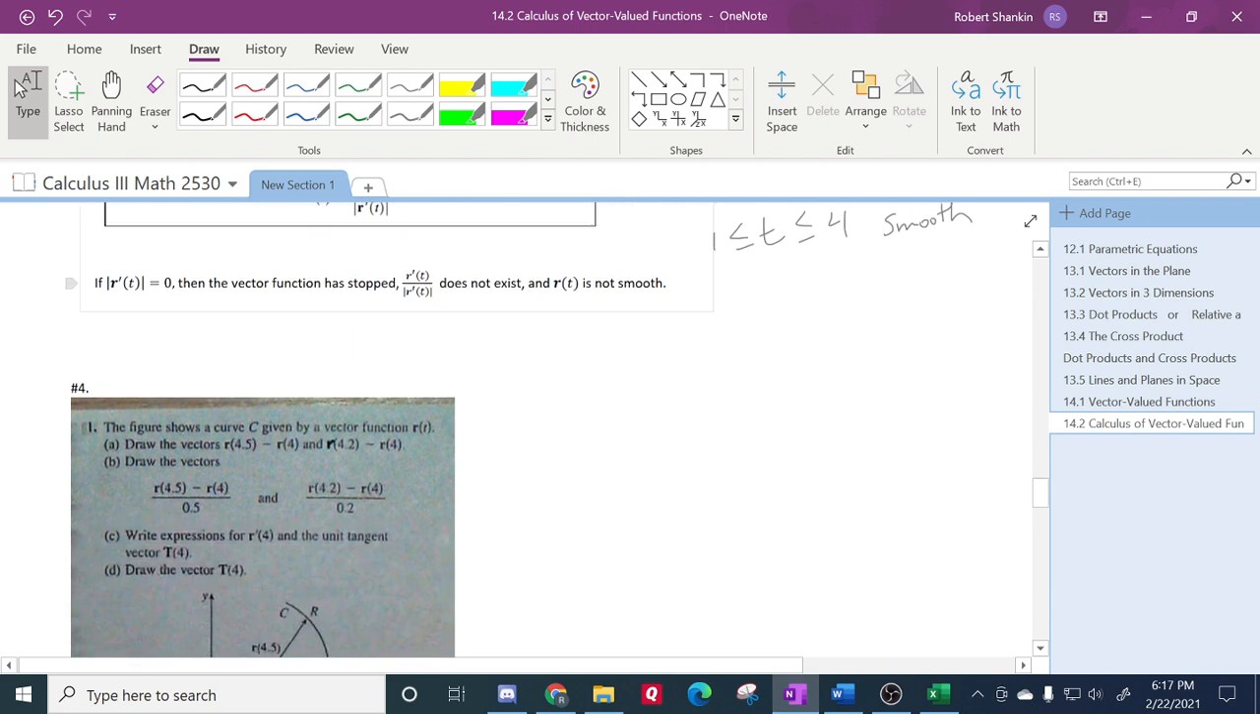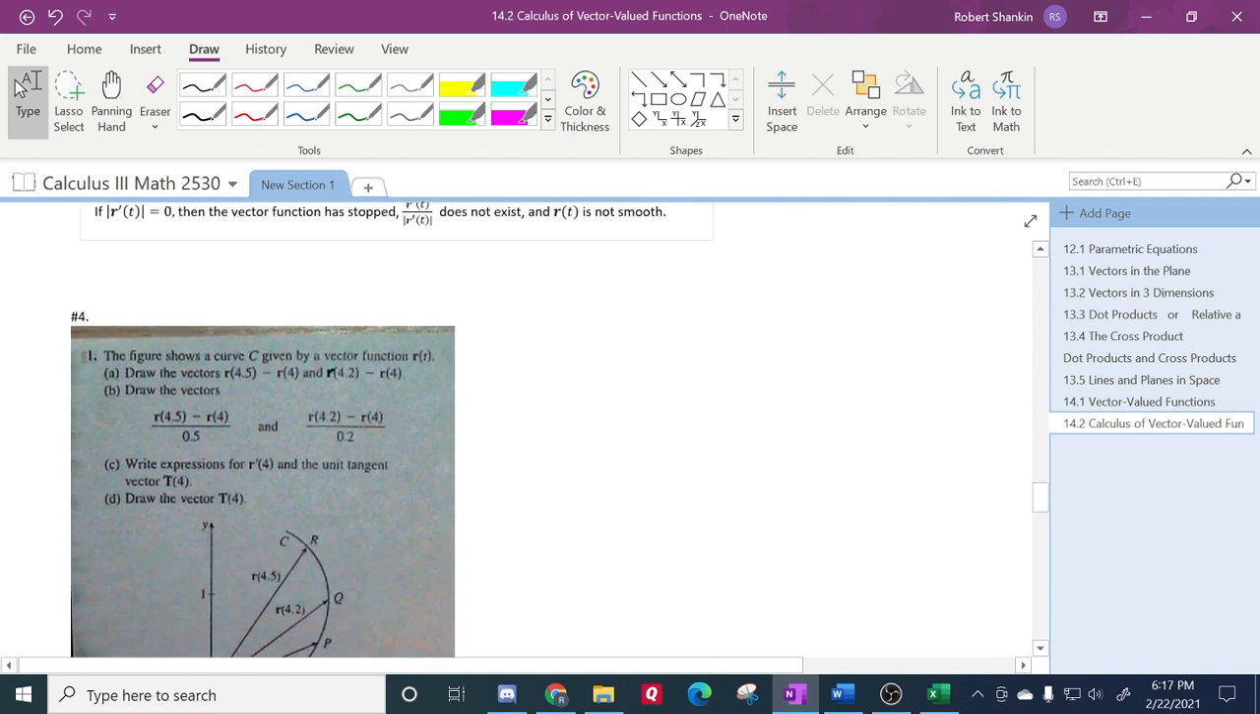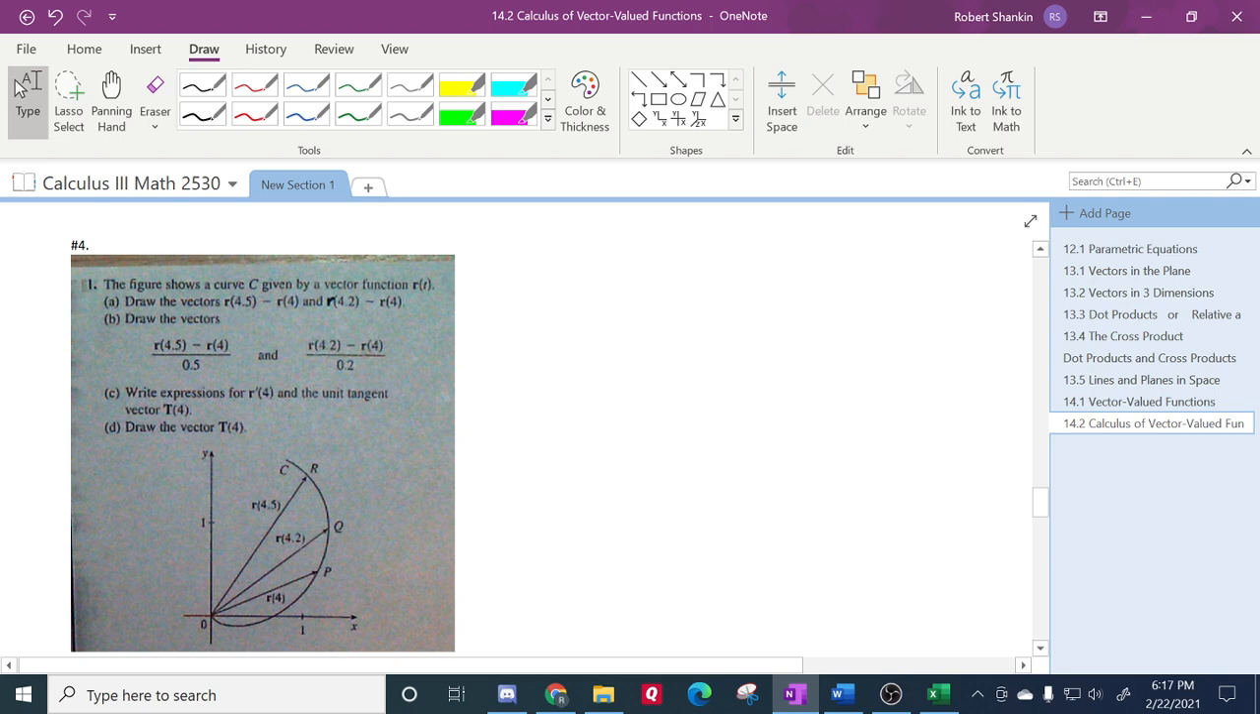All right, so let's go to number 4. And here is a problem. The figure shows a curve C given by a vector function r of t. So part A, draw the vectors r(4.5) minus r(4). So just do that very first one right now. I'm going to give you a little bit of time. Draw this vector.